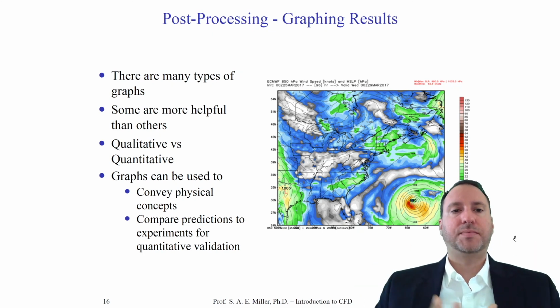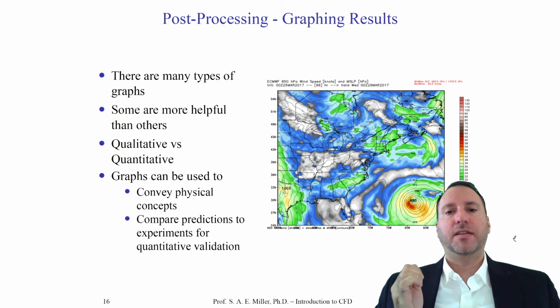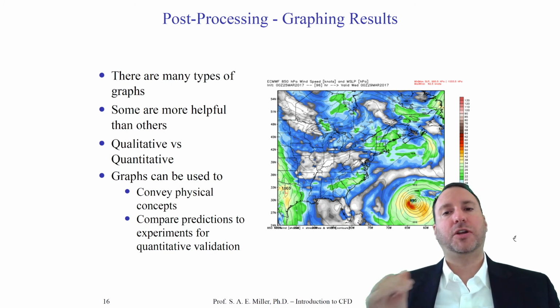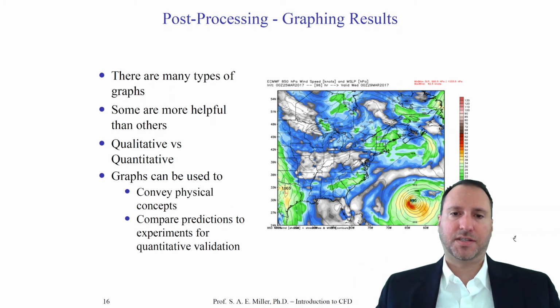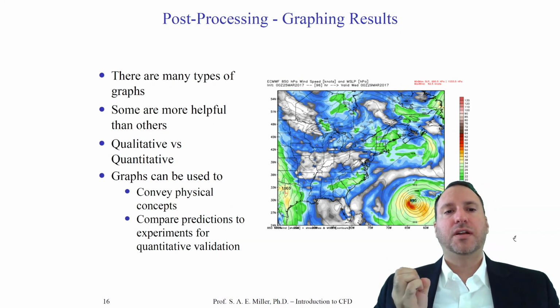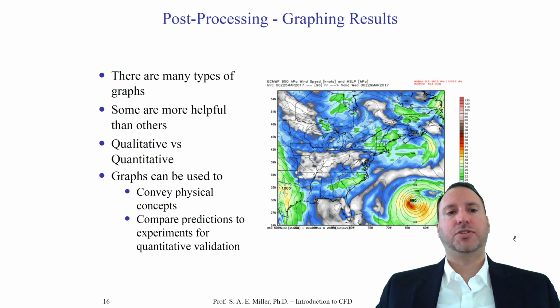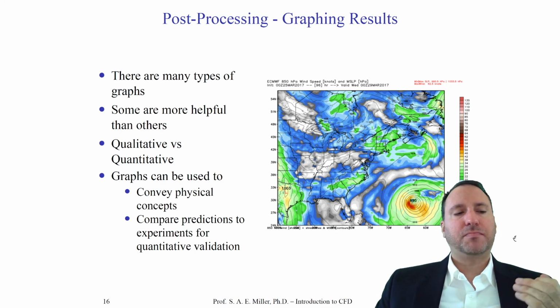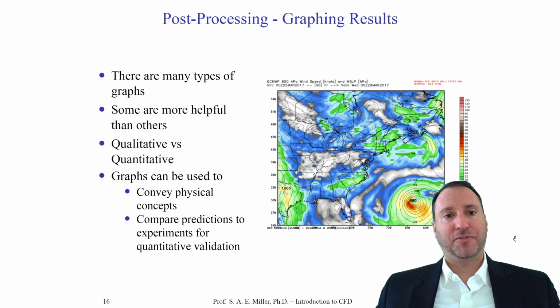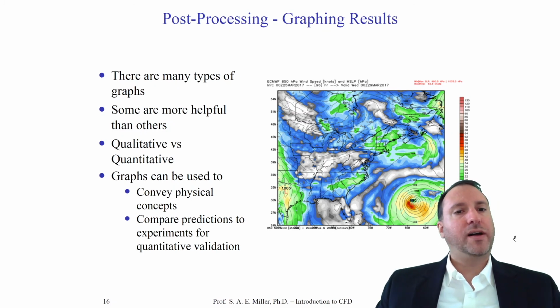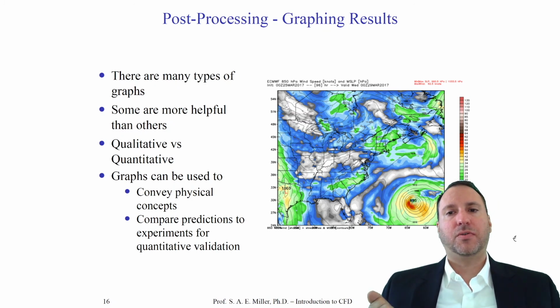Of course, there are many types of graphs. Some are more helpful than others. So as an engineer, you'll have to decide what types of graphs you want to create to convey the physics of the flow and quantitative information to your intended audience. Your audience could be the general public, or it could be other engineers or mathematicians or physicists, and you'll have to choose the right tools and the right quantities to show. Now, there are pros and cons to each type of graph. Some graphs are more qualitative and some are much more quantitative.